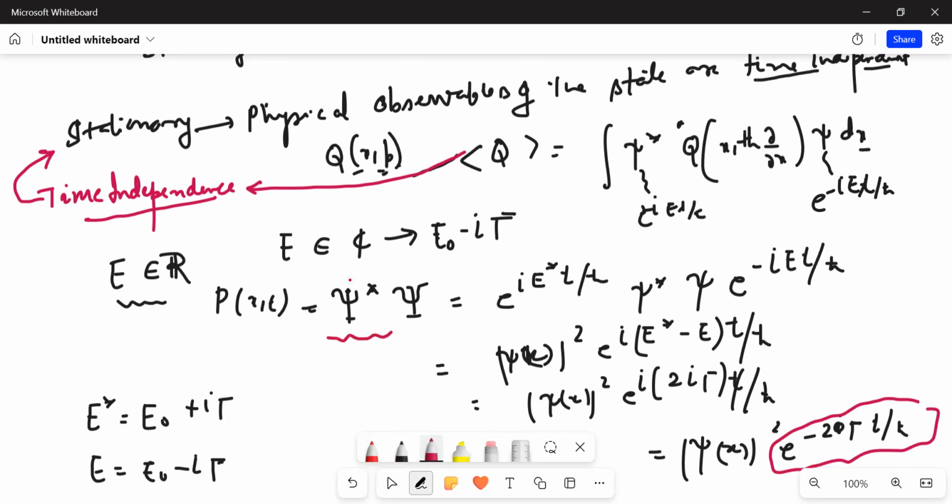So for a stationary state, it is essential, it is mandatory, that this E should belong to real numbers. E cannot belong to the set of complex numbers.